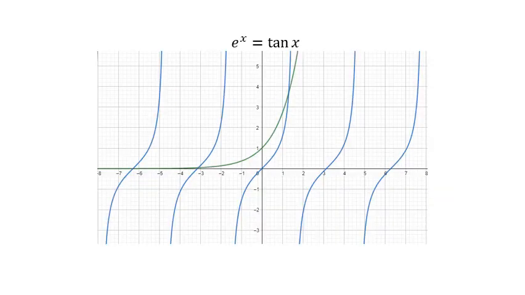e to the x equals tan x. Well, generally e to the x overtakes any graph you can imagine, but tan x approaches a vertical asymptote at pi by 2, which means that the e to the x graph, however steep it might be, you can still do e to the power of any number you like, including e to the power of 4, e to the power of 8, e to the power of 25, which means that the e to the power of x graph will cross every single one of the branches of tan x.